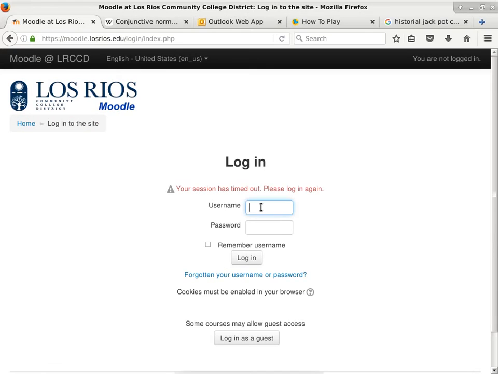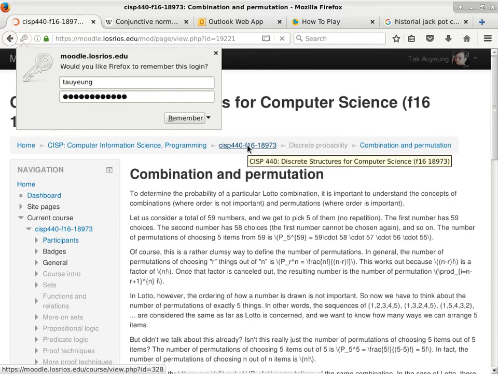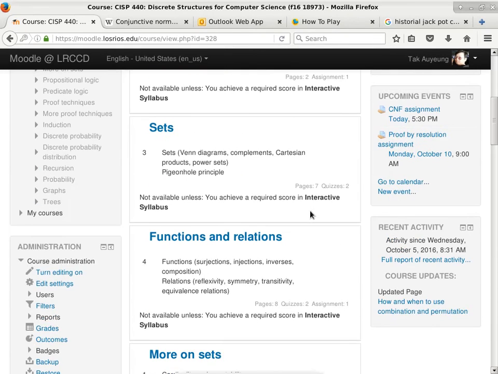So let's go ahead and talk about the practice exam first. The practice exam is actually the exam from last semester, so there will be some changes for this semester. I'll tell you guys exactly what those changes will be as we go over the material.